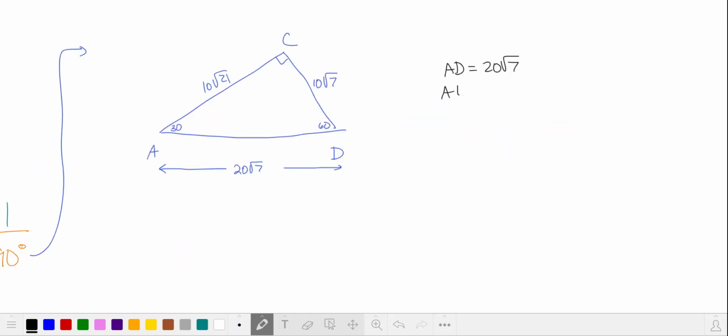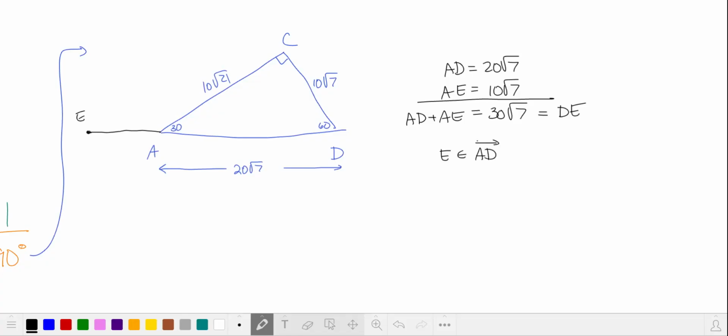In the problem statement, we're given that AE is 10√7. Adding these, we get 30√7, which was also given as the distance from D to E. So it turns out that E is on the line that passes through A and D.